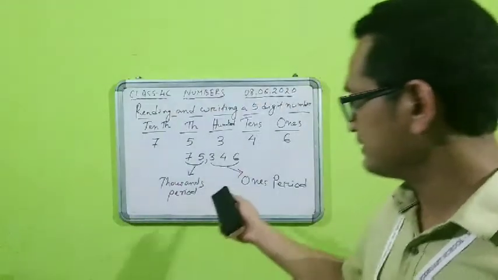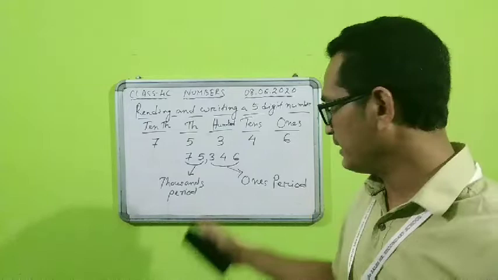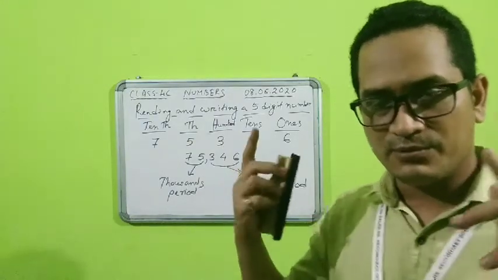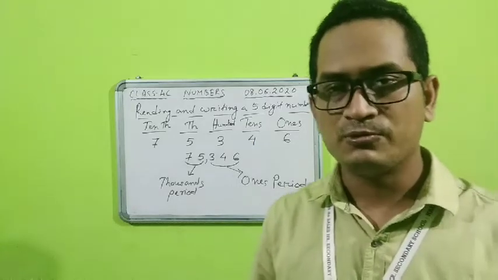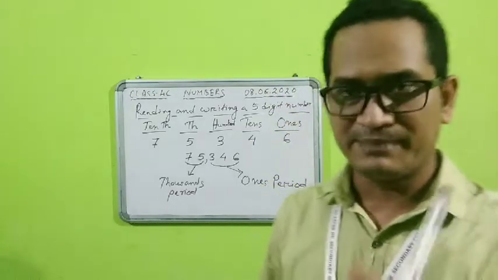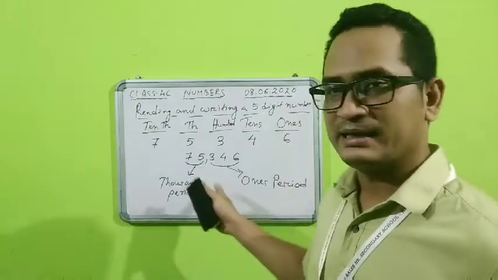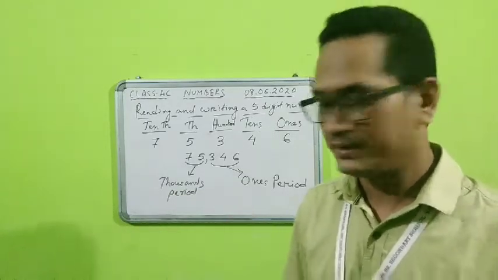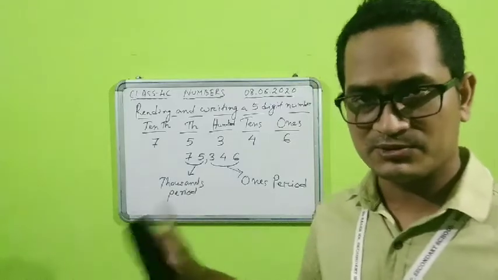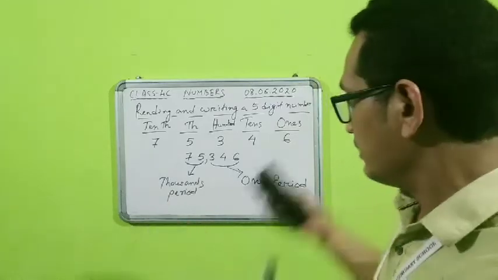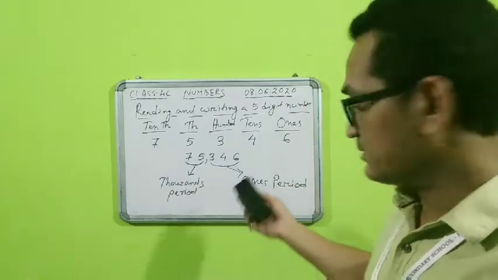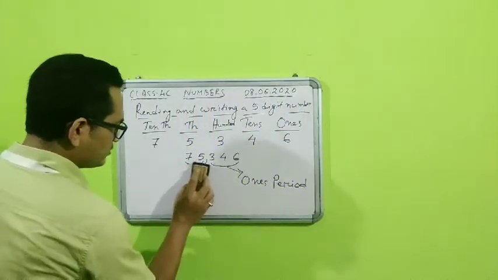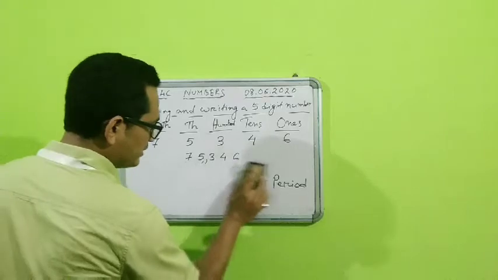So students, till here it is clear. Please pause the video and write down this one, because it is very, very important. If you need to learn how to read or write a five-digit number, you have to understand these periods first. Otherwise, it will be impossible for you to read and write a number. So please note it down immediately. Pause the video and note it down, because I am going to rub it right now, because I have to write something else.